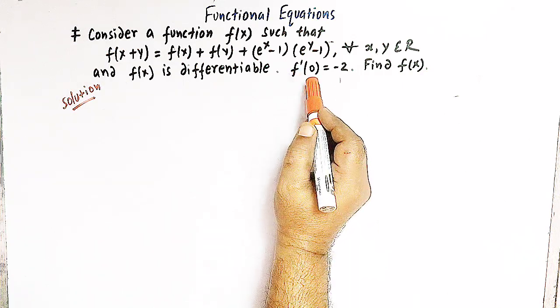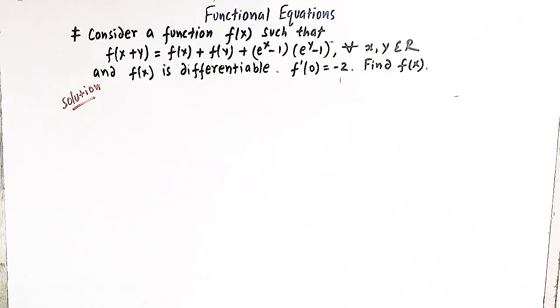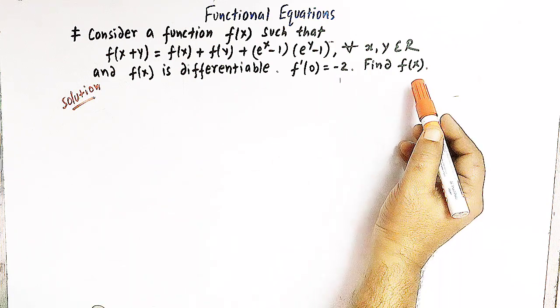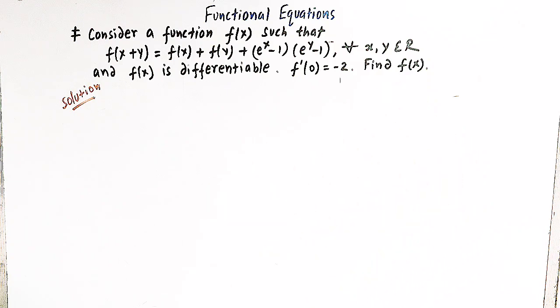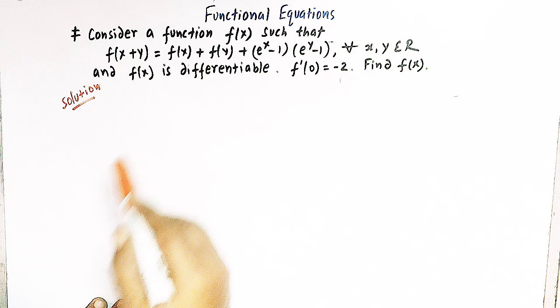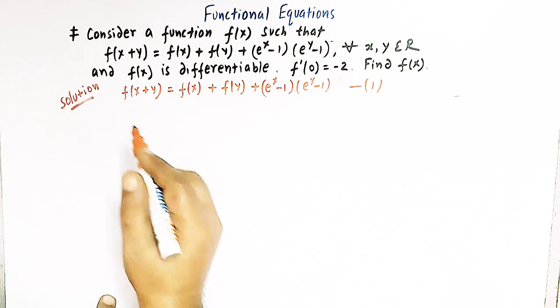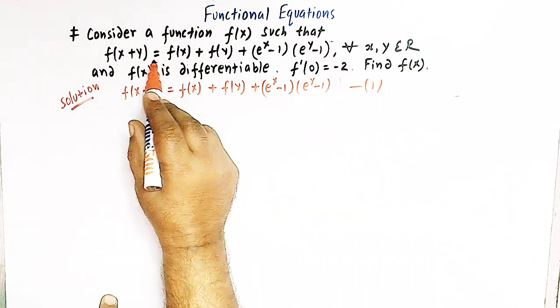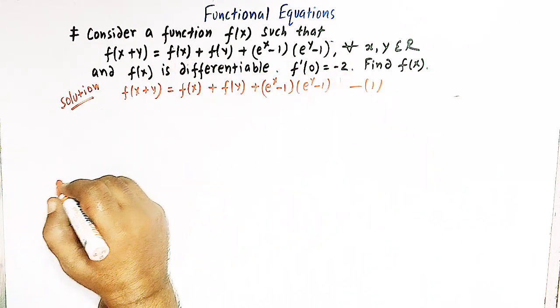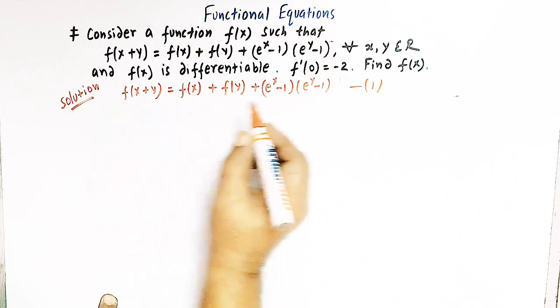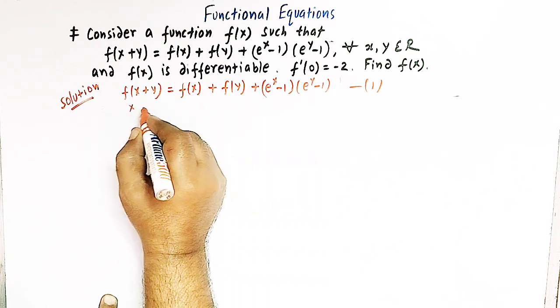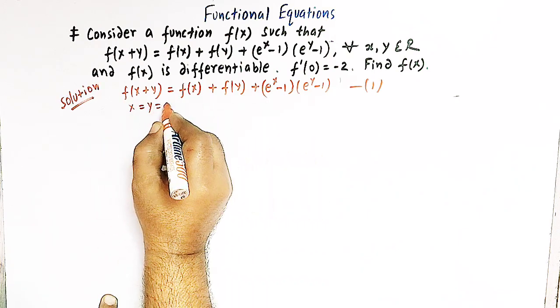We are given that f prime of 0 is equal to minus 2, and we have to find the form of the function f of x satisfying this functional equation. So let us start. Let us call this functional equation as equation number 1, and let us start by substituting x is equal to y is equal to 0.